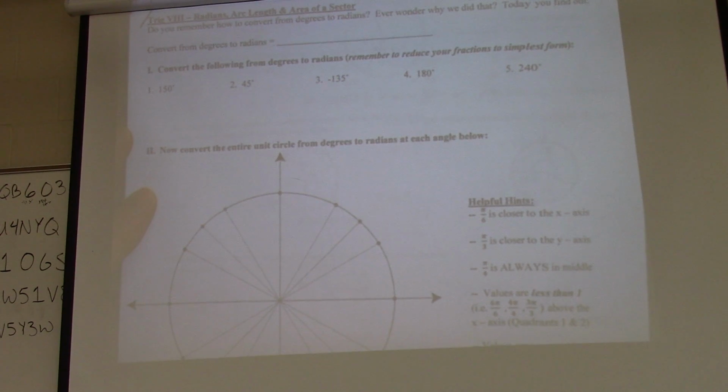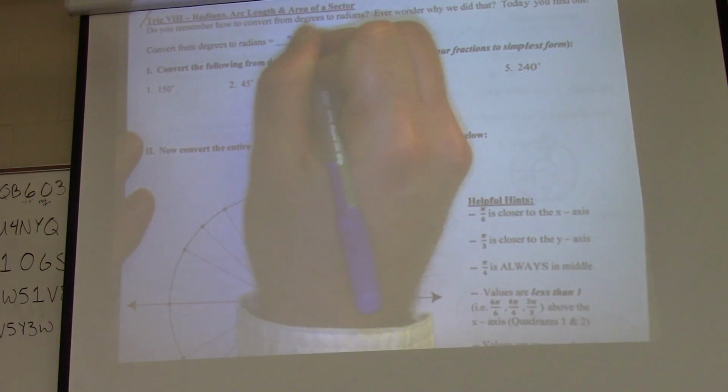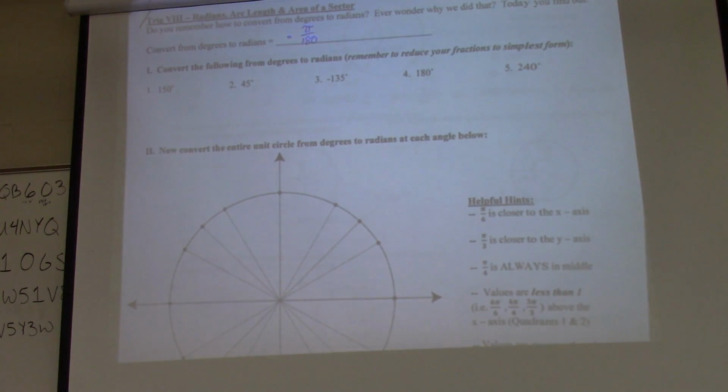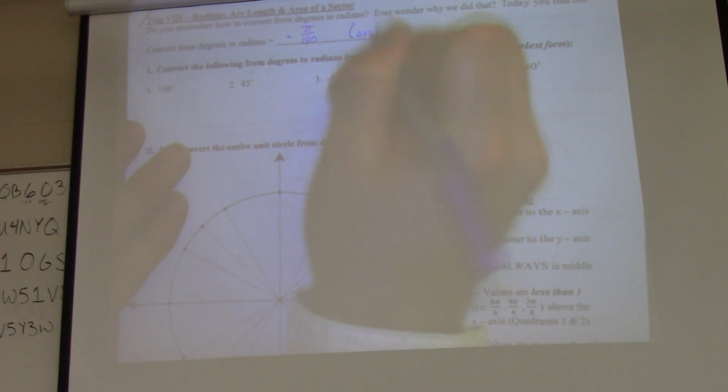Okay, now, one thing you probably, hopefully do remember is, how do I convert from degrees to radians? Anybody remember? What do I have to do to all these numbers to convert it from degrees to radians? Pi over 180. So literally, I'm going to write times by pi over 180. Let's put this in parentheses, and reduce.